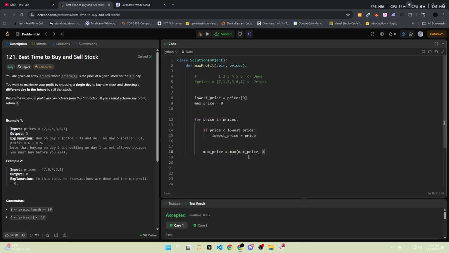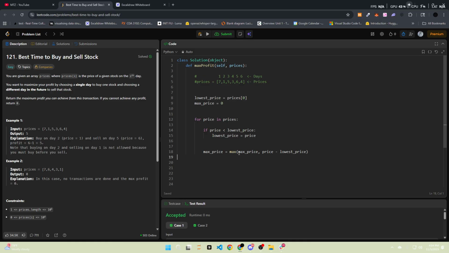And then we're going to do price minus max price minus lowest underscore price. Okay, so what's happening here is we're updating this max price variable, right? Because first it was equal to 0, and we're updating it, and we're using the max method, right? So what this is doing, well, it's actually a function. It's the max function, but whatever.